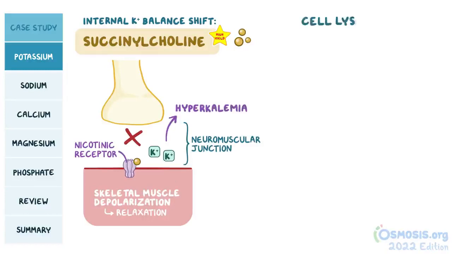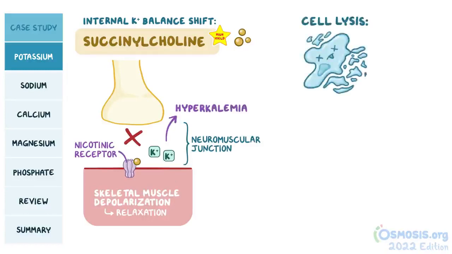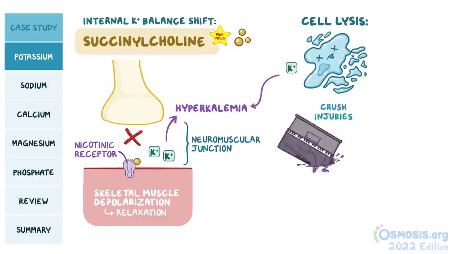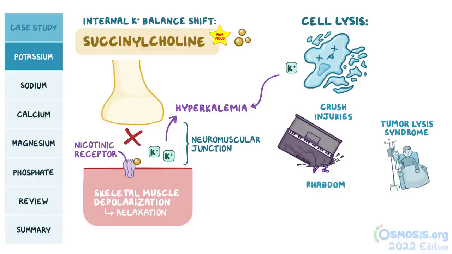Finally, there's cell lysis or cell damage. When cells are destroyed, they release all their potassium into the ECF, which naturally leads to hyperkalemia. Some examples of cell lysis include crush injuries, like when a piano falls on someone's legs, or tumor lysis syndrome, which occurs when cancer treatment causes lots of tumor cells to die all at once, or rhabdomyolysis, which is the rapid destruction of skeletal muscle cells.